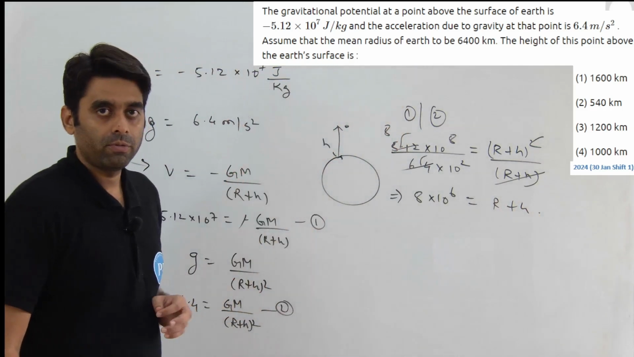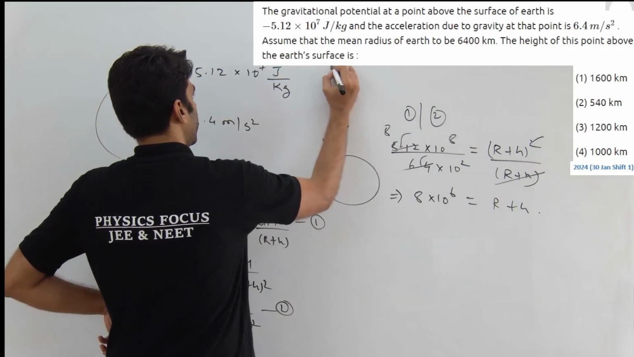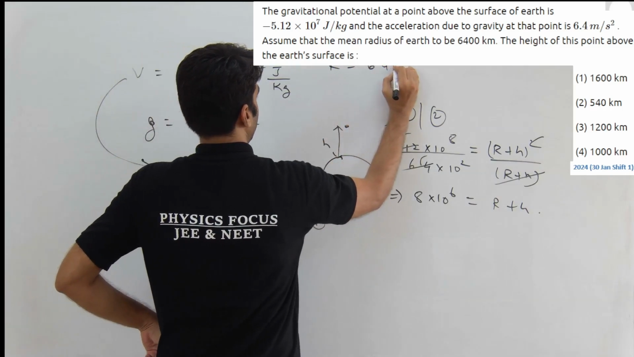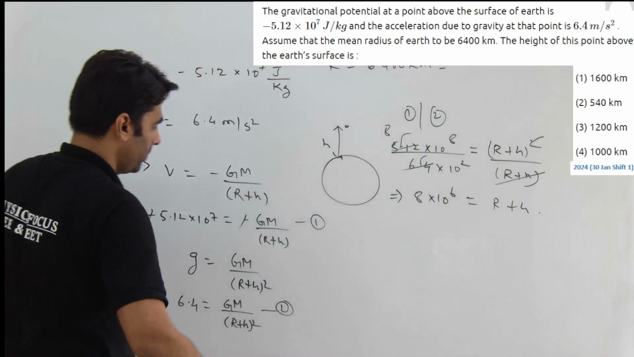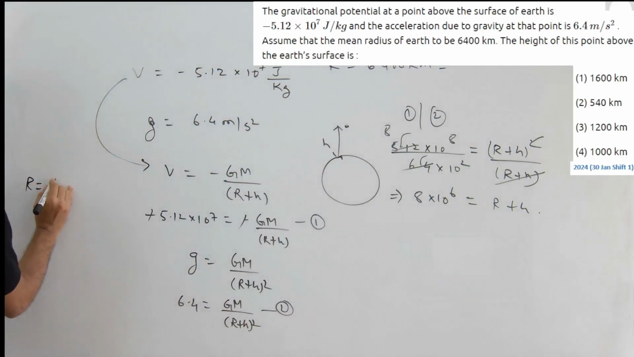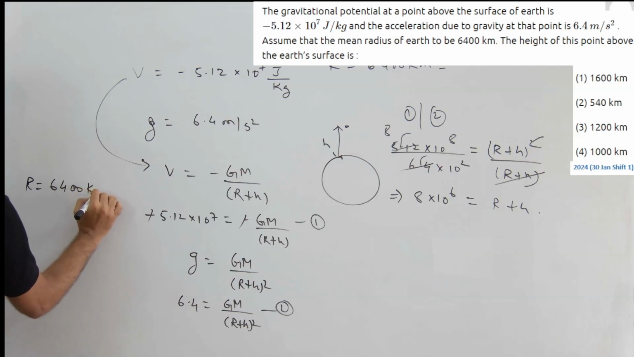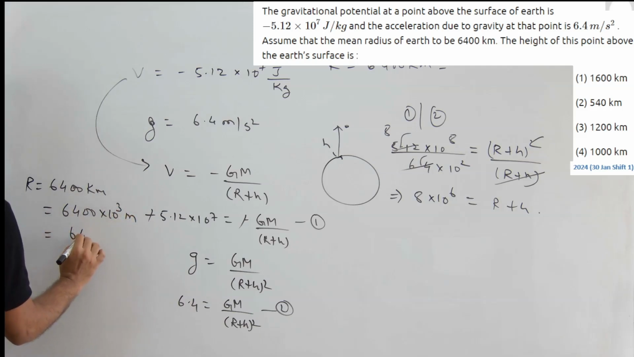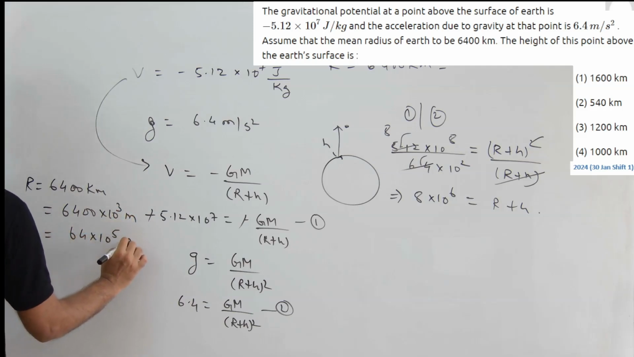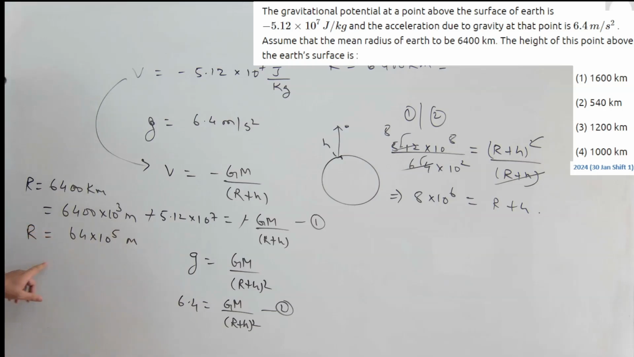Let us substitute the value of R. Now beta, in the question R is given to us as 6400 kilometer, which is visible to you here. We can write it as 6400 into 10 power 3 meter, which will be 64 into 10 power 5 meter. I hope this is okay, right?